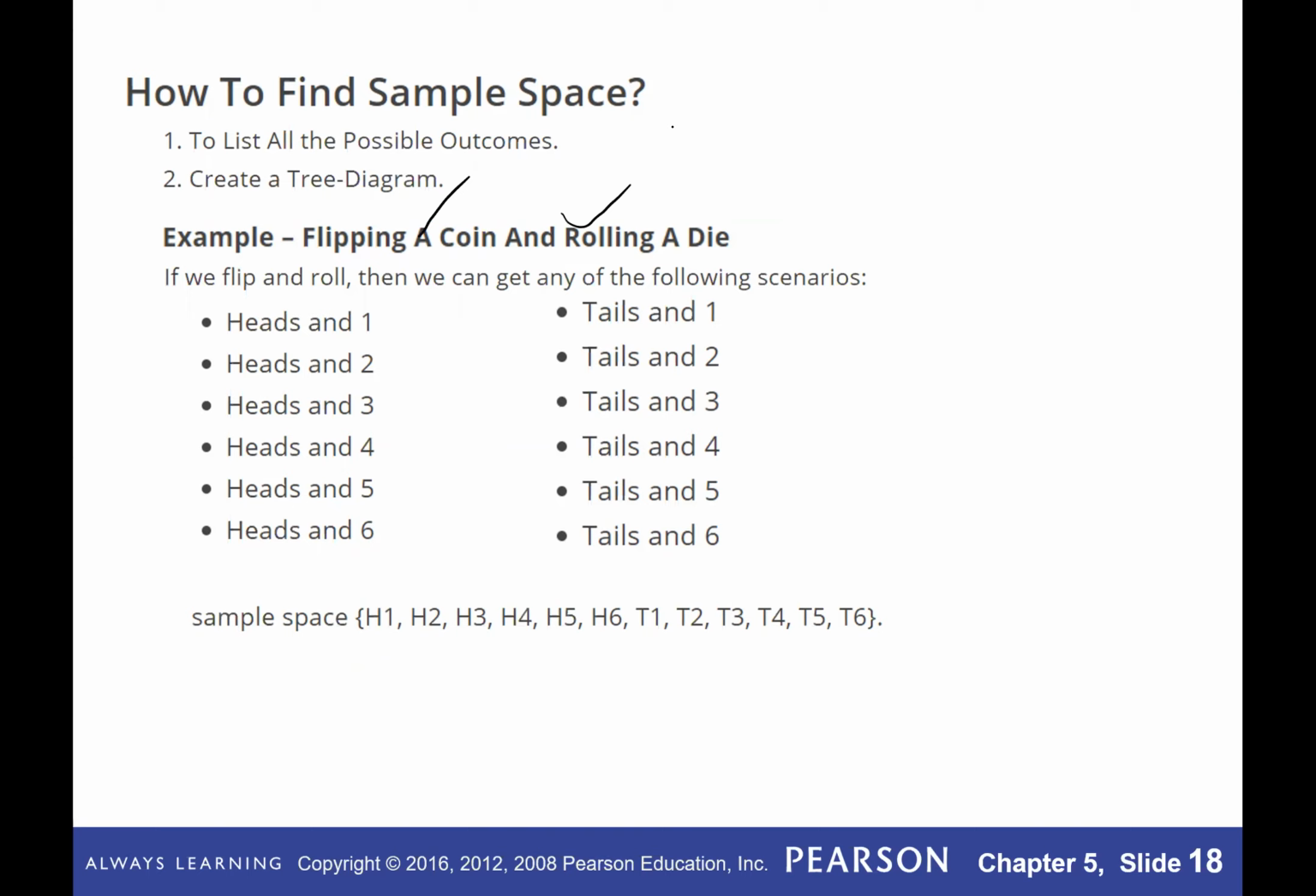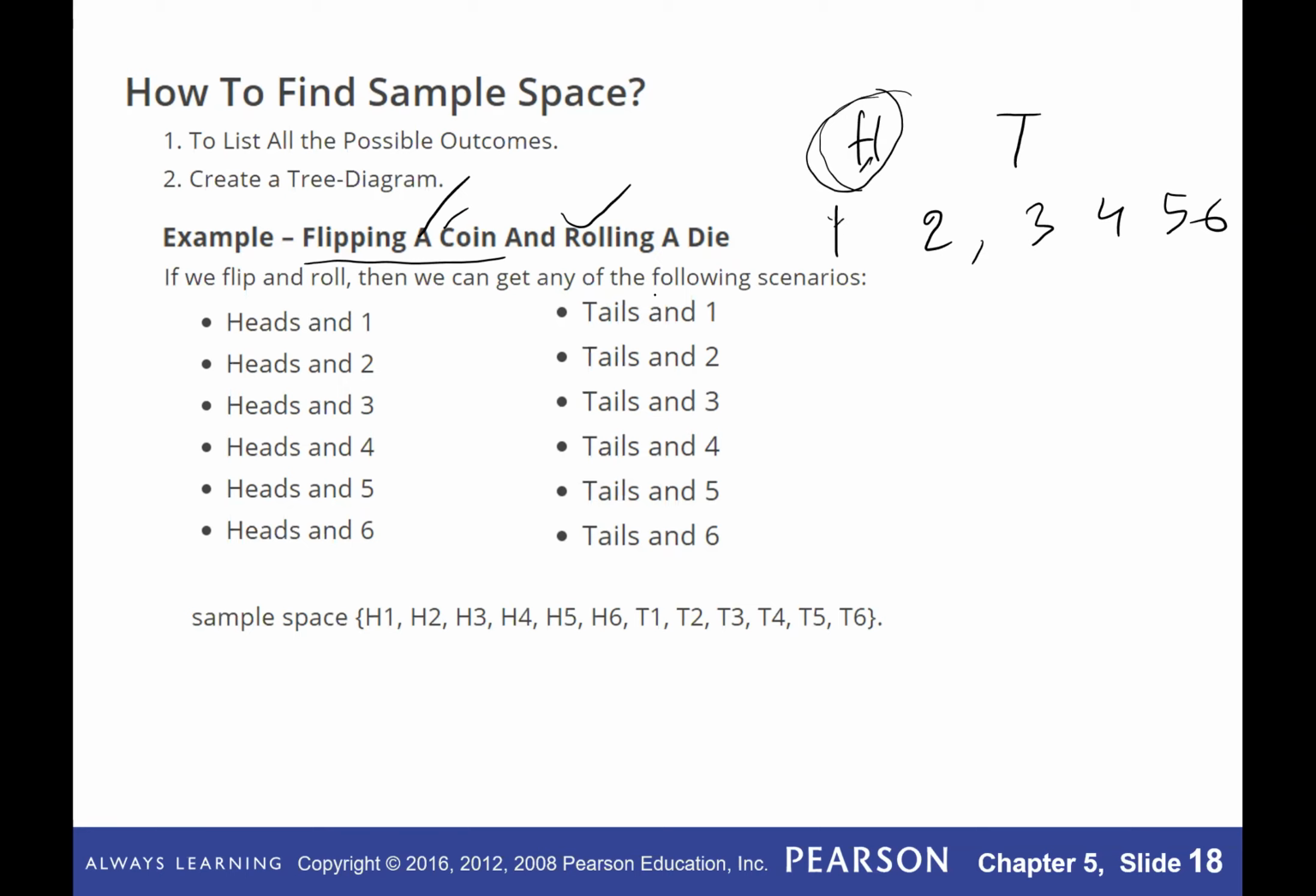So how can we find the sample space? We can list all possible outcomes. So what are the possible outcomes? From flipping a coin, we'll get either head or tail. And from rolling a die, we'll get 1, 2, 3, 4, 5, 6. 6 numbers, right? So if from flipping a coin we get a head, then there are 6 possibilities, right?